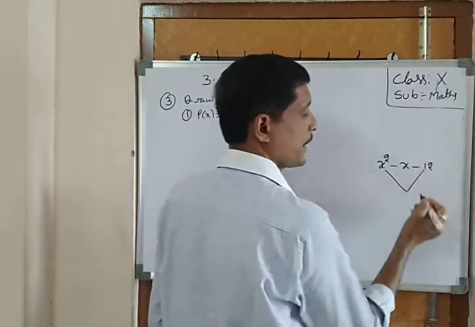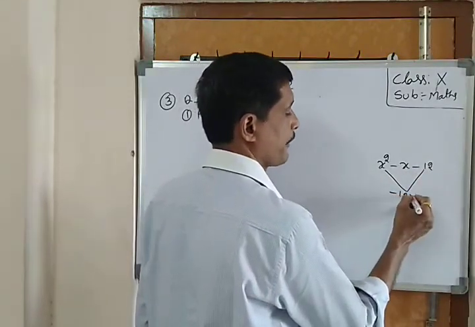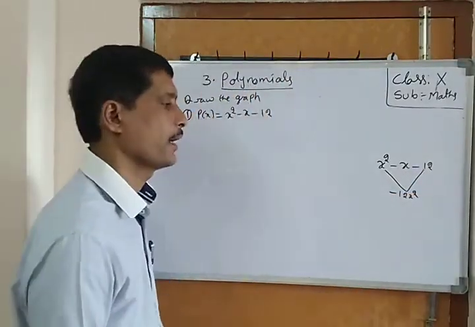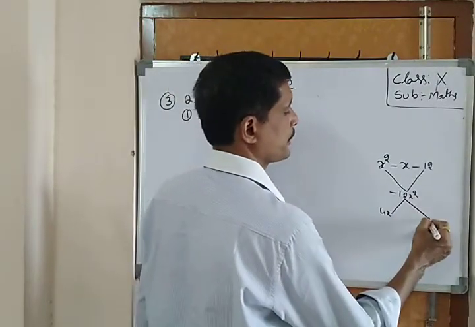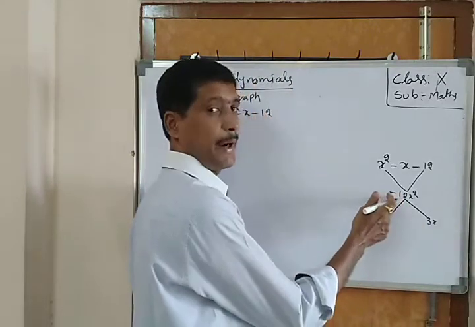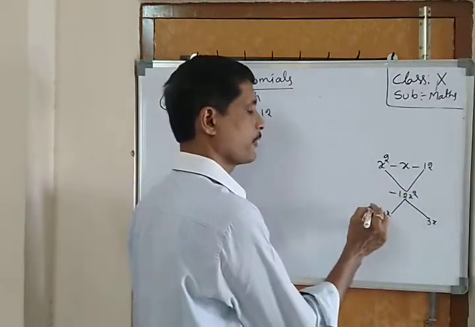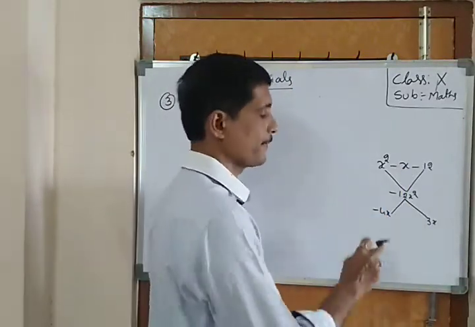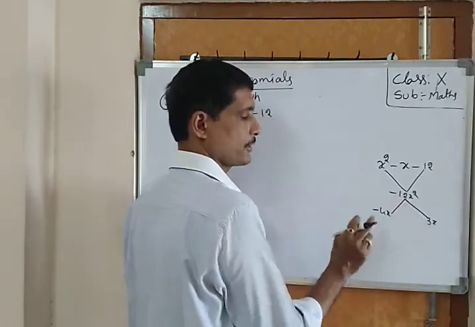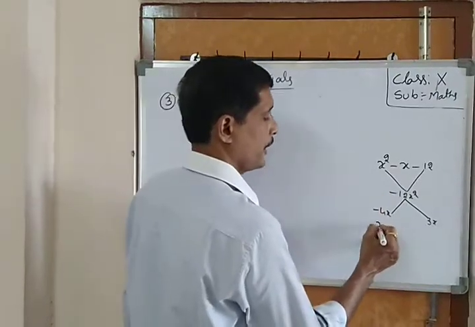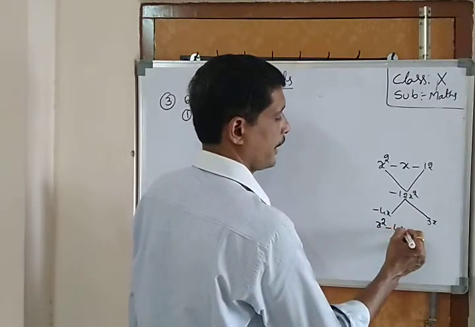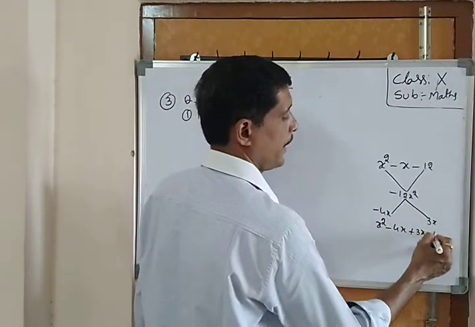Here, first and last multiply, that is minus 12 x square. Okay, here 4x and 3x, that is 12x square. Here minus is there, here also minus, therefore the bigger number you have to take minus. Minus 4x into 3x is minus 12x square, and minus 4x plus 3x is minus x. Therefore x square minus 4x plus 3x minus 12.